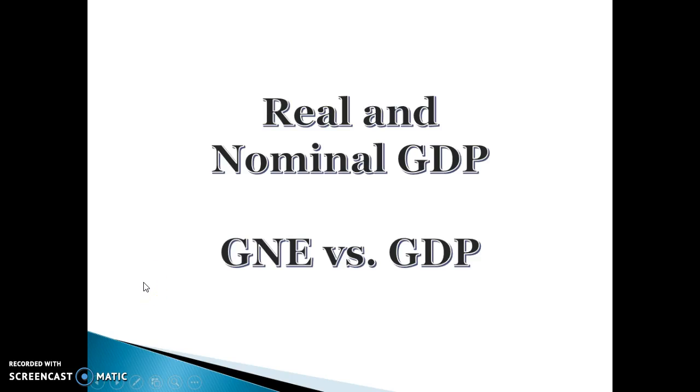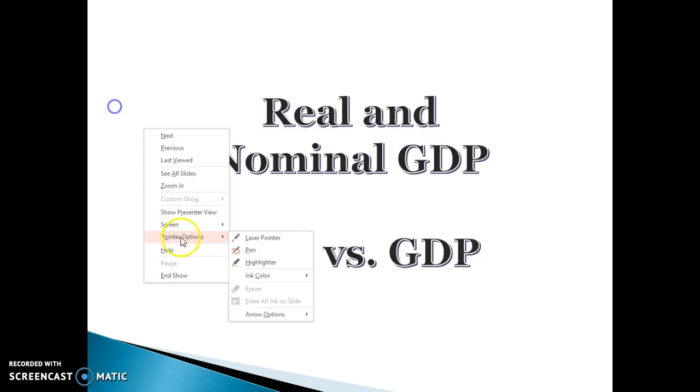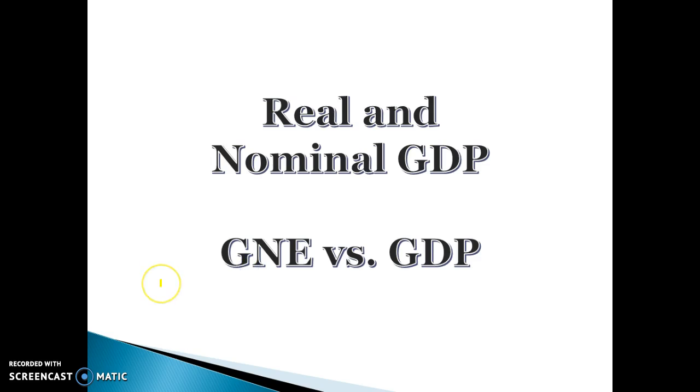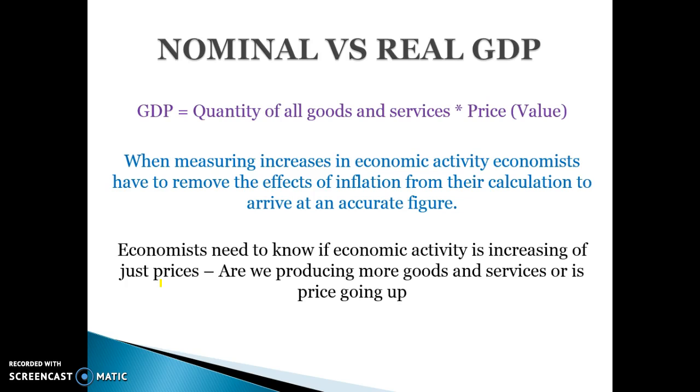Okay, in this video we're just going to do a bit of a recap of the difference between real and nominal GDP and the difference between gross national expenditure and gross domestic product. So whenever we're measuring GDP, we're measuring the quantity of all goods and services times the price. So the total value of goods and services produced in an economy, and to calculate that it's basically just the quantity of what we produce times the price.